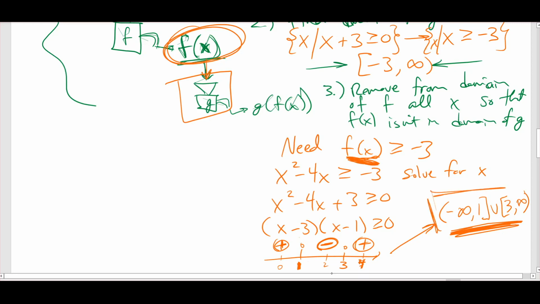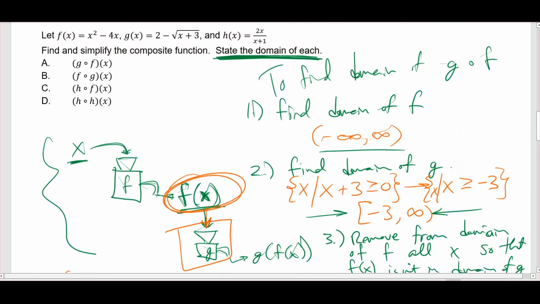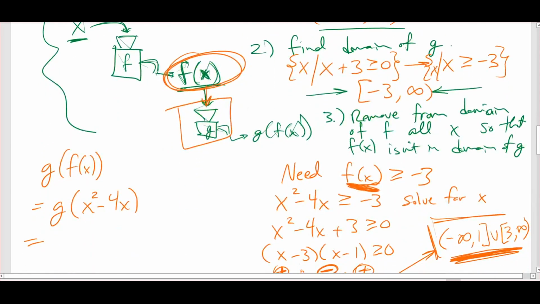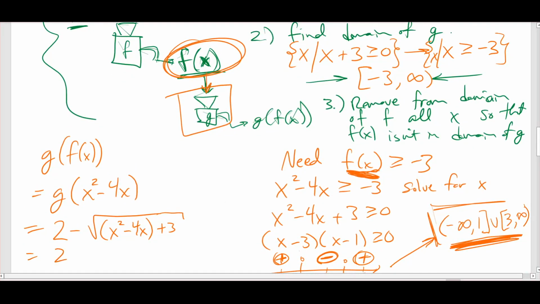So that's definitely the hard part here, because if we want to actually find our composition, we've got g of f of x. This is g of x squared minus 4x. And then we can just put this object wherever we see x in the function g, remembering what g was, 2 minus square root x plus 3. So 2 minus square root x plus 3. And we can go ahead and simplify this as well.